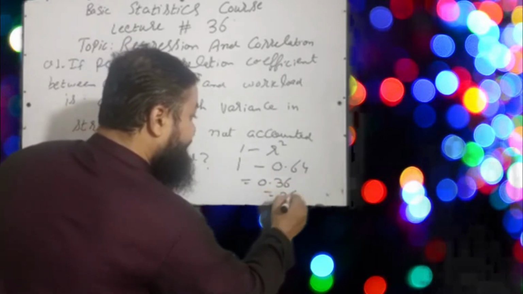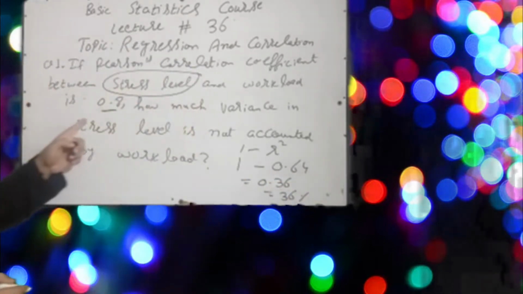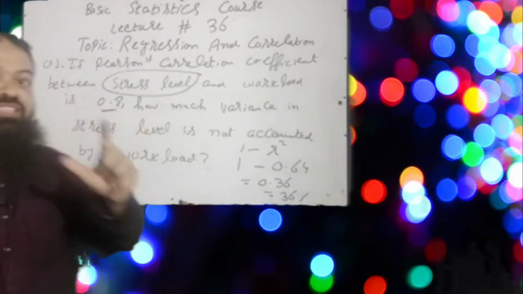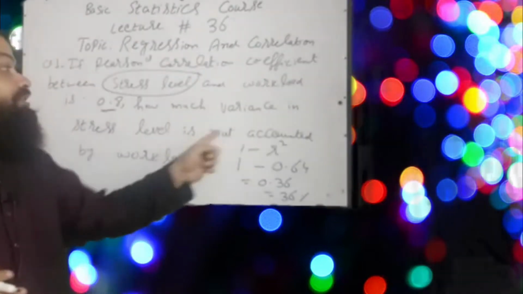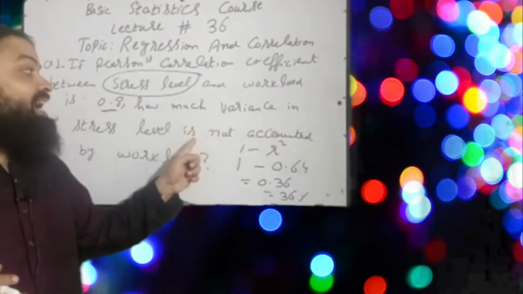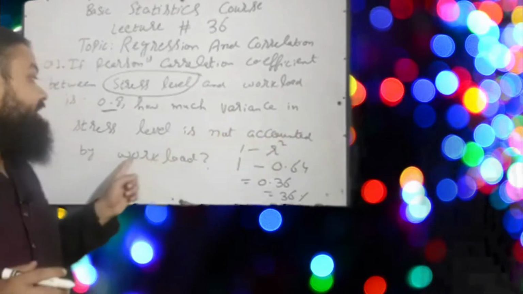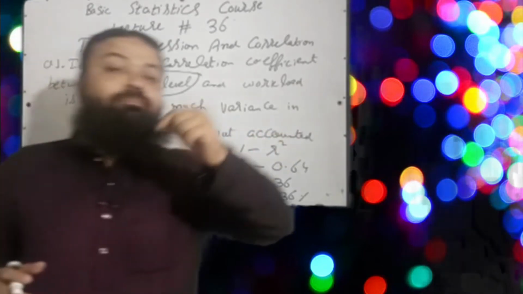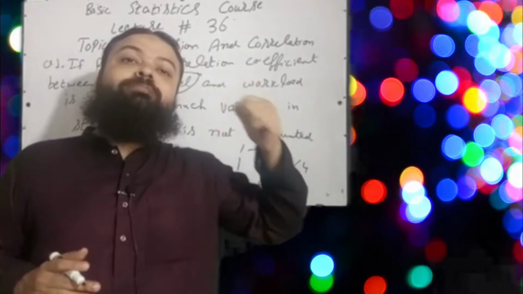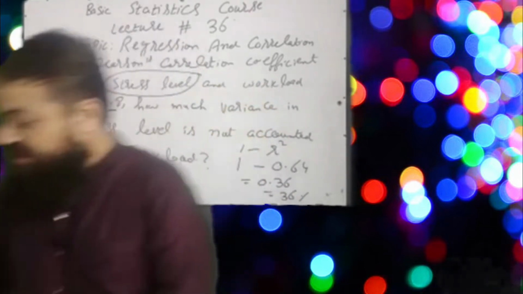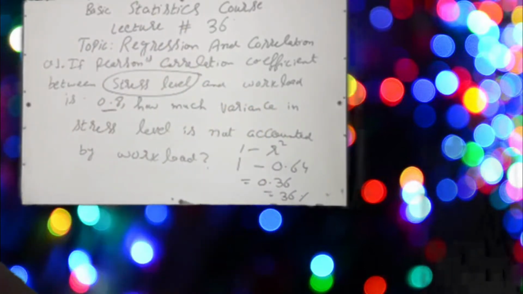It means 36% variation in the stress level, which is our dependent variable, is not accounted for, it has not been explained by the workload, by the independent variable. A very important multiple choice question. Now we will do question number 2.